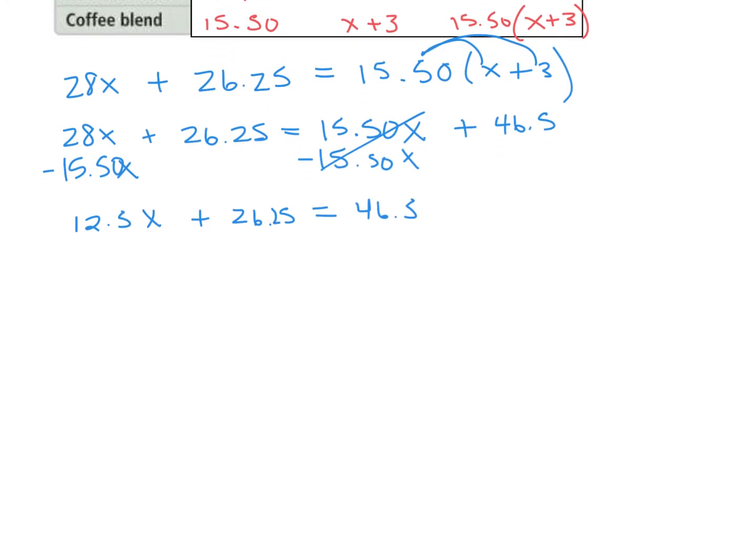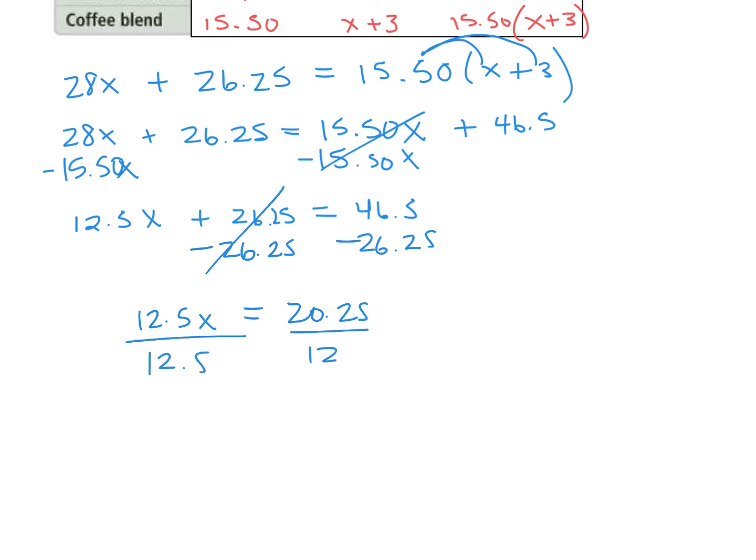All right, now it's a two-step equation, so we just solve from here. We'll subtract our 26.25. That cancels, and we carry down 12.5x equals 20.25. To get the x alone, divide both sides by 12.5. So x equals 1.62. Great, x equals 1.62.